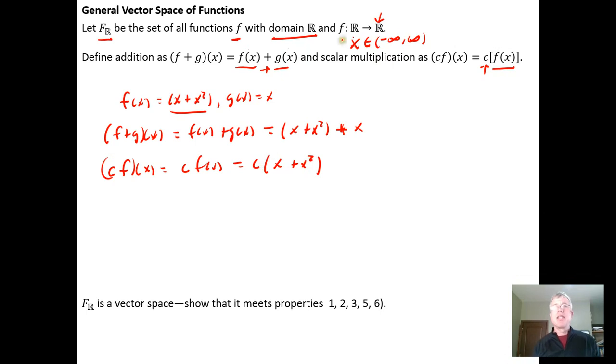So the inputs have to be all real numbers, so we would be excluding things that look like 1 over x. Here we would get division by 0, so the domain would only run from negative infinity to 0, not including the 0, union 0 to infinity. So we're excluding guys like this from our conversation.